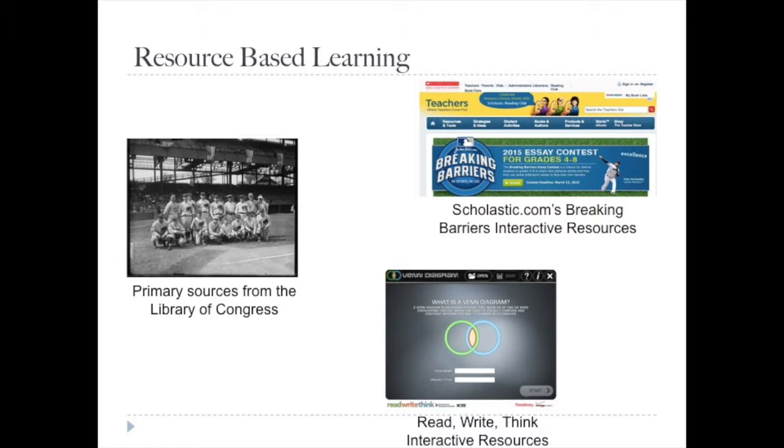Students should be actively involved and accountable for their learning. This unit relies mostly on digital resources and tools that are outlined for student use on the Google site. There are multiple resources from Scholastic.com's Breaking Barriers unit that include an interactive story and flashcards. Other resources include the Library of Congress, Jackie Robinson Baseball Collection, and the interactive photo analysis tool based on the inquiry model.